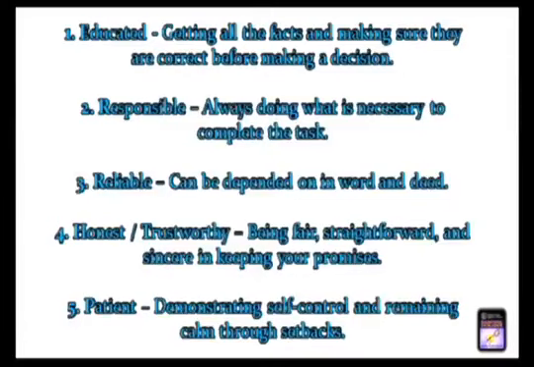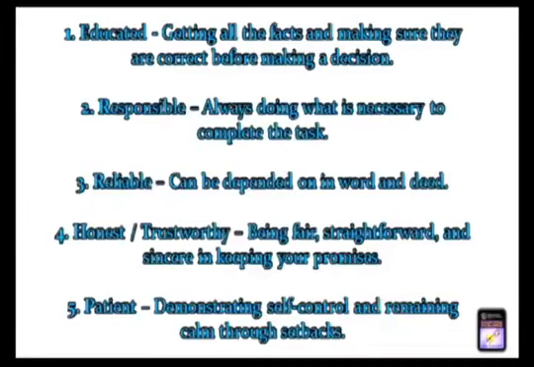The next one is reliable. Reliable means you can be depended on in word and deed. If you tell somebody something, you're going to follow through with it. They should be able to rely on you, like if you're a mechanic, to do a great job. Because it says to be reliable even in your deeds, in the things that you do, okay? So everyone should be reliable in practicing a positive character so other people can benefit from it. That's how reliable we need to become, where people can trust in us and know that we're not going to bring any harm to them or the environment or ourselves.